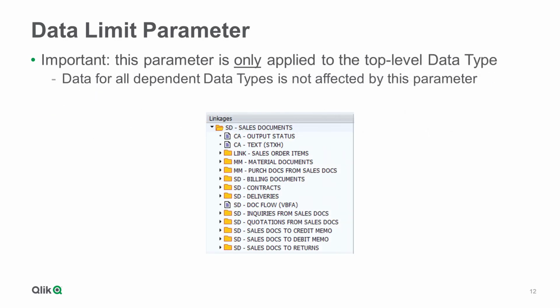It's important to be aware that this parameter is only applied at the top-level data type. For example, if the user selects data type SD sales documents to export 1,000 sales orders, and there are 2,000 related deliveries, all of these deliveries are still included in the data export. If this parameter was applied to all dependent data objects, it could have a significant impact on data integrity, and so this is why it's applied only to the data object that is being used as the basis of the export.